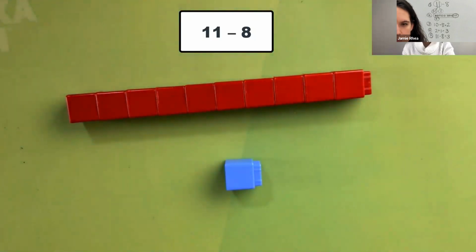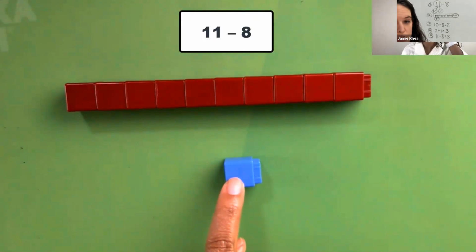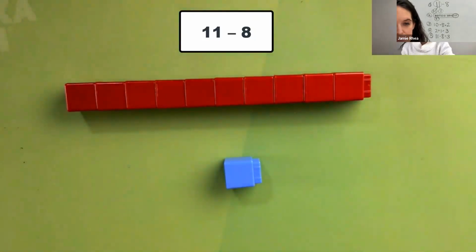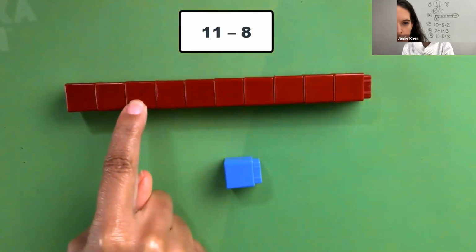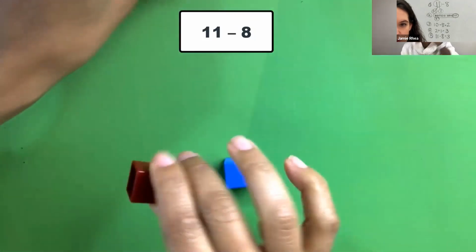Now, let's take away 8. Which addend should I take away 8 from? I'm going to take it from my 10, or the 1? We're going to do 10 because there's more of them. You got it. It would be simpler to take away 8 from 10. So 10 minus 8 equals 2.